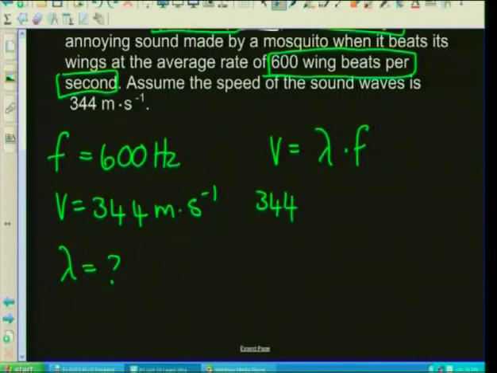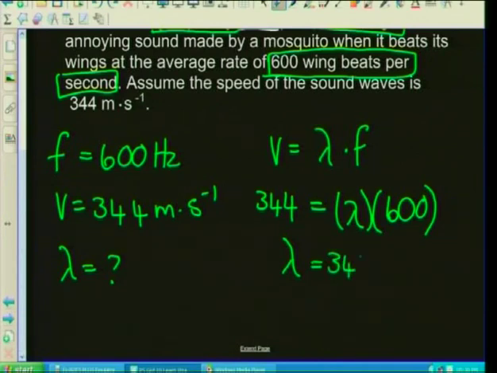So this is 344. We want the wavelength. Frequency is 600. We divide both sides by 600. And that means we're going to have 344 divided by 600, and we get 0.57 meters. Okay? It's quite a small wavelength still.